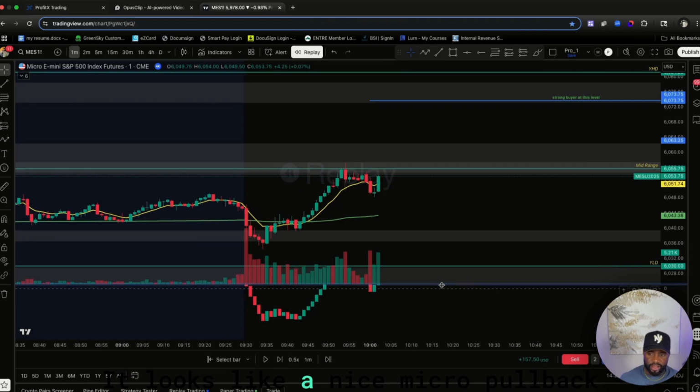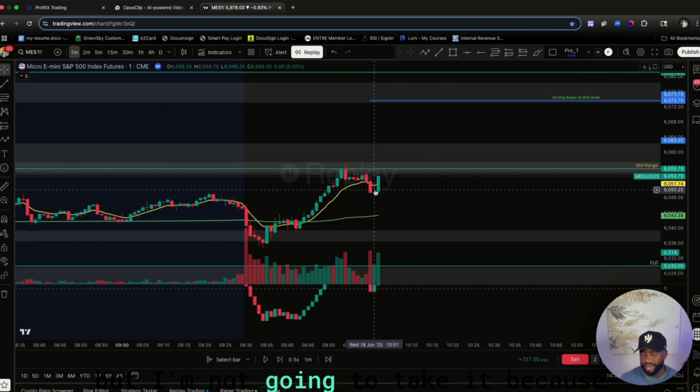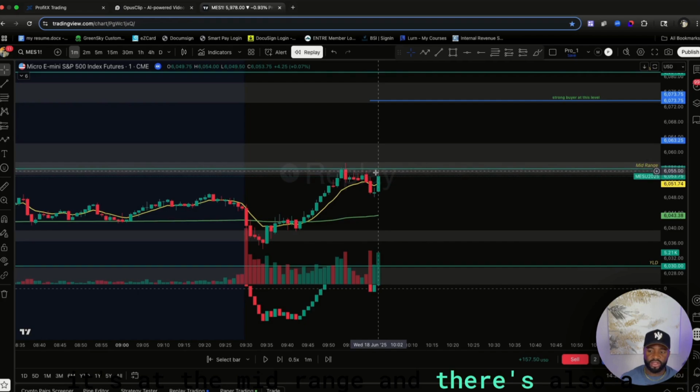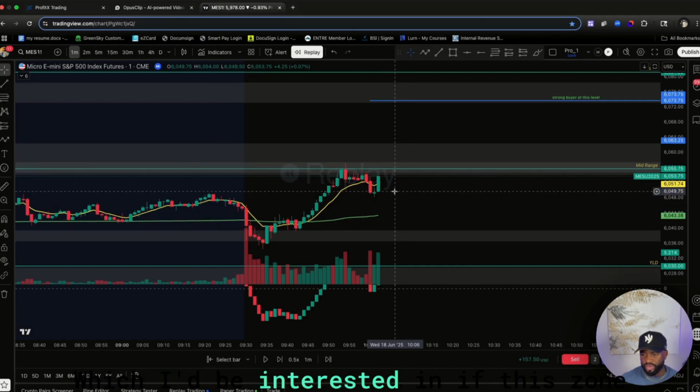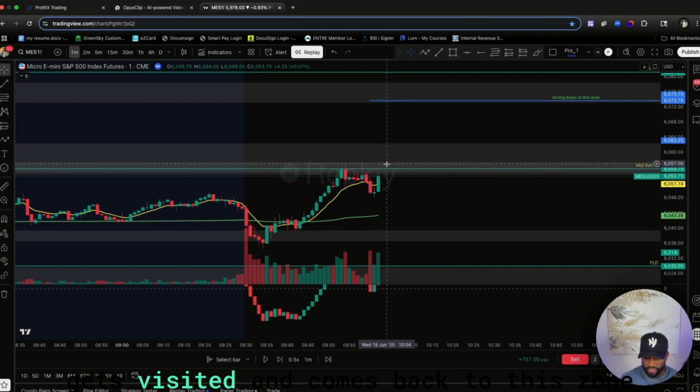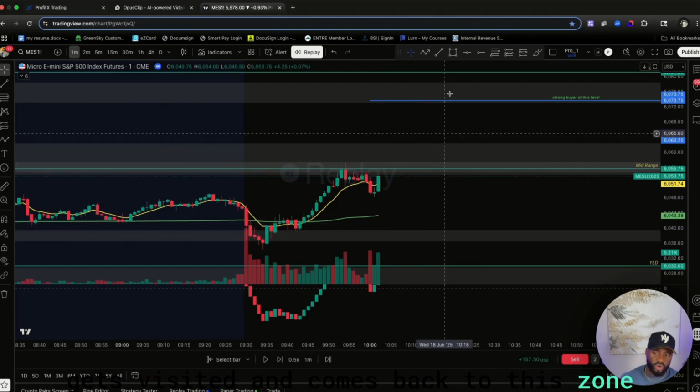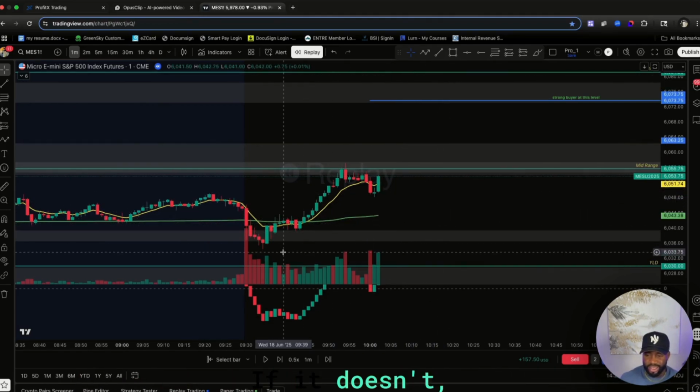It looks like a nice micro pullback setup, but I'm not going to take it because it's at the mid-range and there's also a supply zone here. So price could easily bounce off this and come lower, right? Which I'd be interested in if this zone gets visited and comes back to this zone to make another leg higher. If it doesn't, it is what it is.